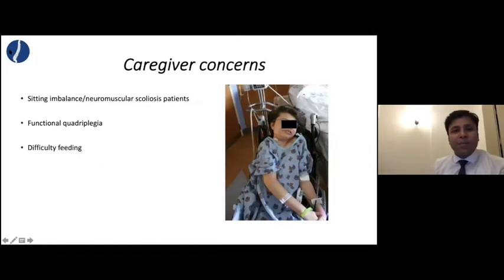Caregiver concerns are of paramount importance in neuromuscular scoliosis patients. These patients generally have low IQ. They can't tell their complaints themselves. It is the parents who find it difficult to feed them, to take care of them, and that's why they come to you. These patients also suffer from functional quadriplegia. They're commonly paraplegic, and just to maintain a normal posture on a wheelchair, they have to use both their hands. That makes them quadriplegic.